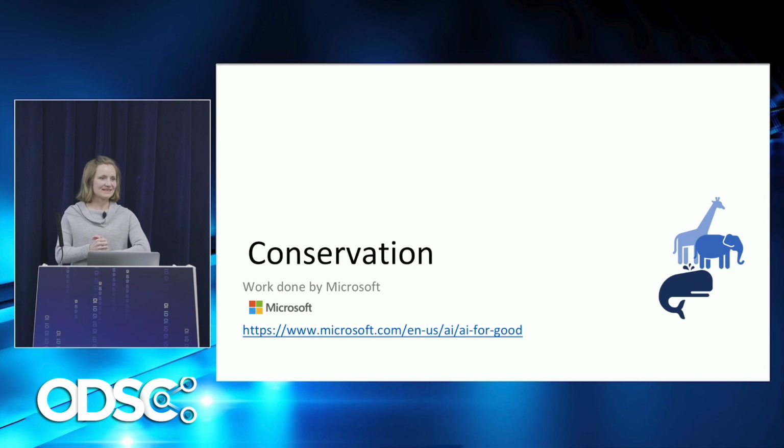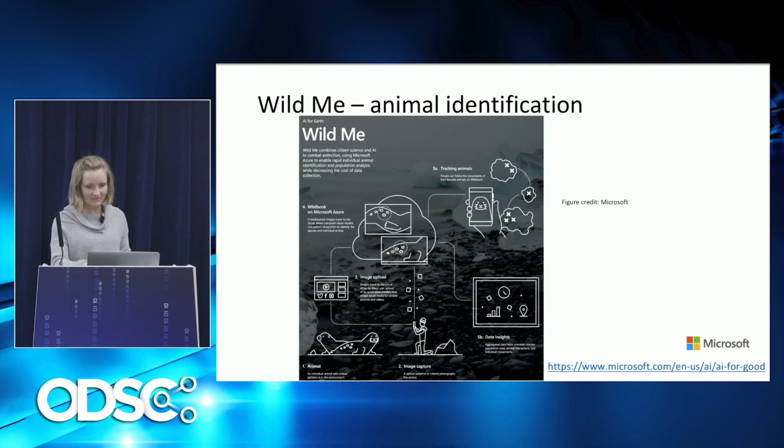And another example is conservation again. So now you can guess my favorite topic. And this is work done by Microsoft. So as I mentioned, they have 4 divisions in their AI for Social Good, and one of them is AI for Earth. And they are doing this Wild Me program.